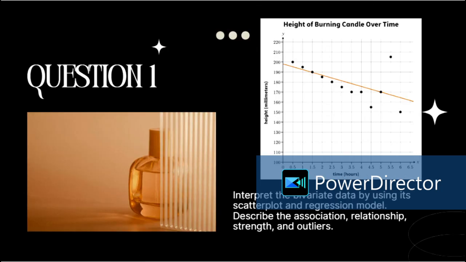Okay, question 1. This one is all your turn. Interpret the bivariate data using its scatter plot and regression model. Describe the association, relationship, strength, and outliers. Pause the video, figure it out, come back.